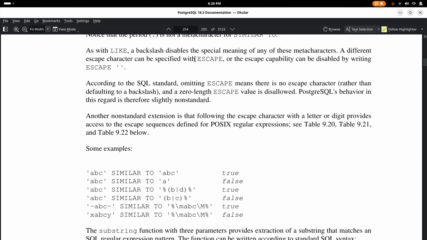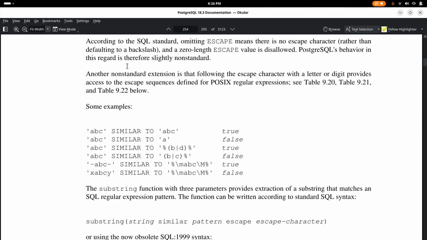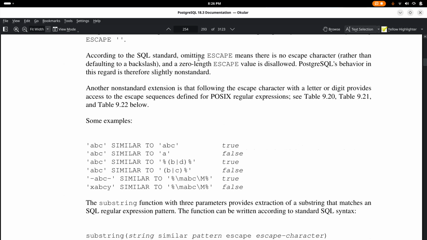As with LIKE, a backslash disables the special meaning of any of the metacharacters. A different escape character can be specified with ESCAPE, or the escape capability can be disabled by writing ESCAPE with an empty string. According to the SQL standard, omitting ESCAPE means there is no escape character rather than defaulting to a backslash, and a zero-length ESCAPE value is disallowed. PostgreSQL's behavior in this regard is therefore slightly non-standard. Another non-standard extension is that following the escape character with a letter or digit provides access to the escape sequences defined for POSIX regular expressions.